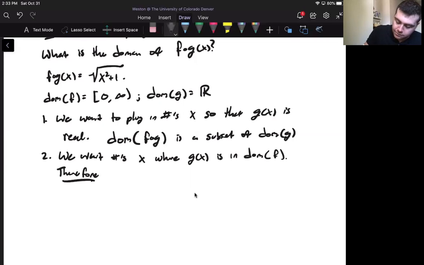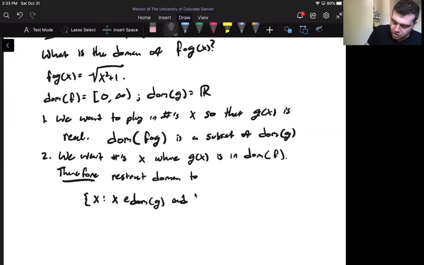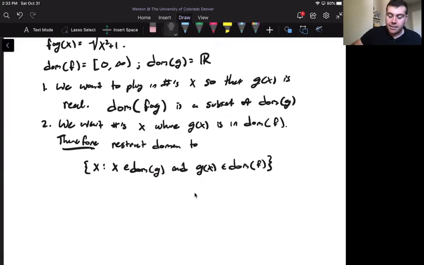Therefore, we have to restrict the domain to the set of x where x is in the domain of g and g of x is in the domain of f. So that's a little bit of set theory notation there, but all it's saying is that this set is the set of x where x is in the domain of g, and when we plug x into g of x, we get something that's in the domain of f.